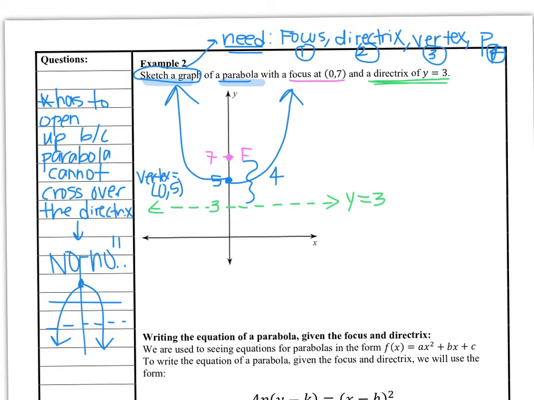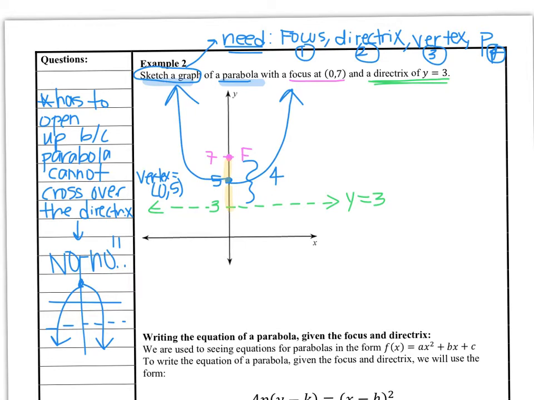So up here we said that we need p, and p is the distance between the focus and the vertex, and the directrix and the vertex. So if we look at that distance in between there, this distance from here to here is going to be the same as from here to here. And in both of those cases, we get that the distance is going to be 2.